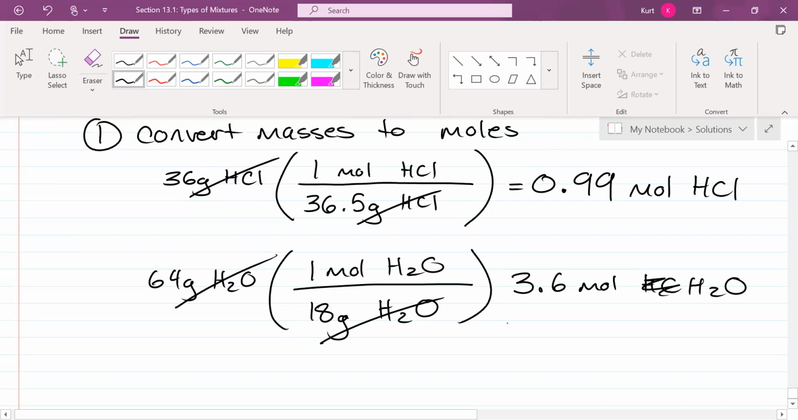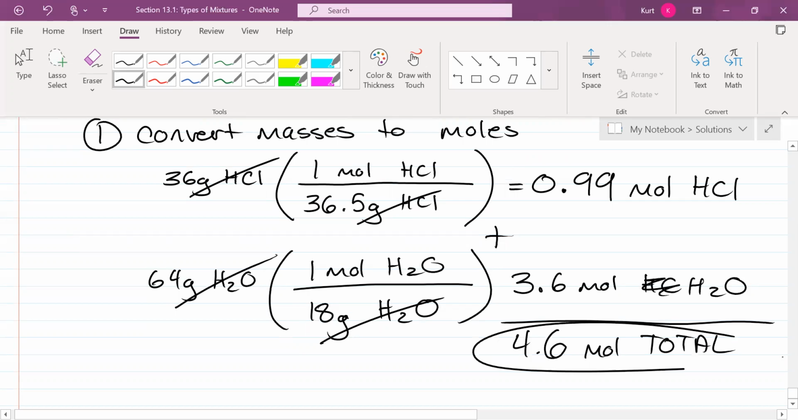So I want you to find the sum. Looks like 3.6 plus 0.99 is going to be 4.59. We're going to round it to 4.6. All right. Everything else should be a breeze now.